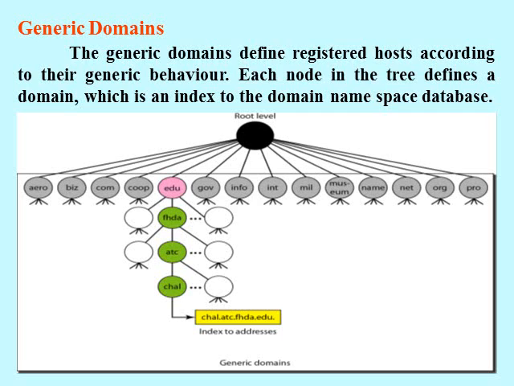Each node of this tree defines a domain, which is an index to the domain namespace database. So every node has a different domain, that is AERO, BIZ, COM, EDU, etc. In that tree diagram each node consists of different domains, and those domains are the generic domains which are used for different purposes. We'll see these labels one by one in the next slide.